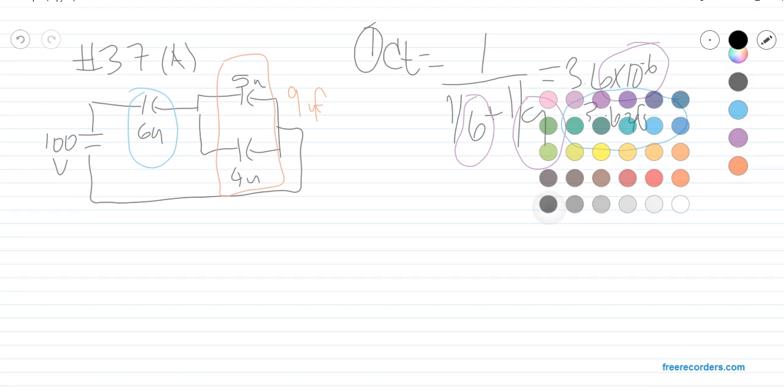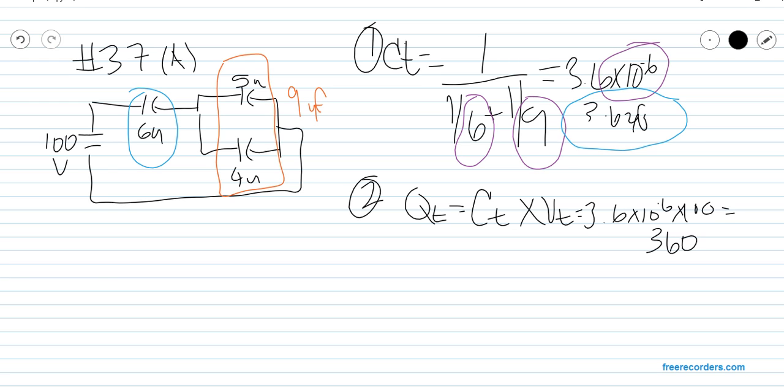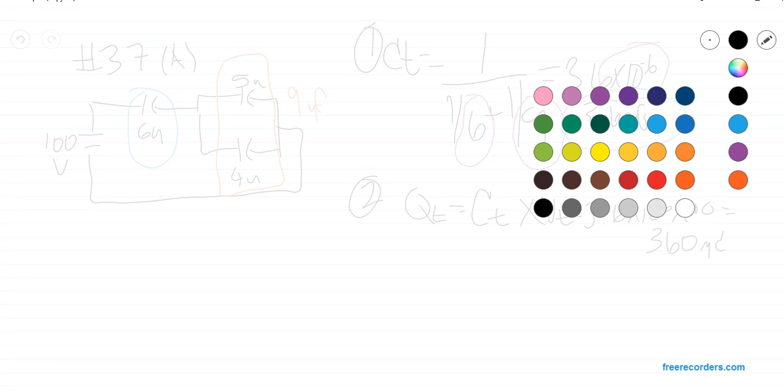The next step would be to find your total charge for the system, Q total, which is equal to your capacitance total times your system voltage, which gives us 3.6 times 10 to the minus 6 times 100. That gives us 360, we'll call it microcoulombs, but it's 10 to the minus 6 coulombs. Once you have that, you can find the voltage for each one of the capacitors.